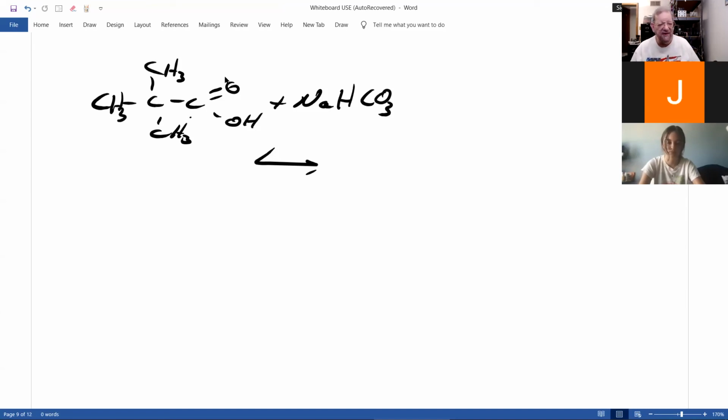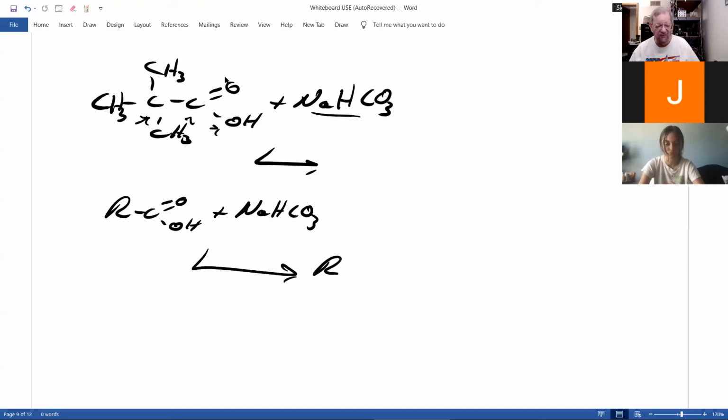What's different here? Carbonyl, hydroxyl group, carbons, carboxylic acid. And I've got sodium bicarbonate, baking powder. And if I react this, what do I get? All the products. I get a carboxylate anion plus water plus carbon dioxide given off as a gas.